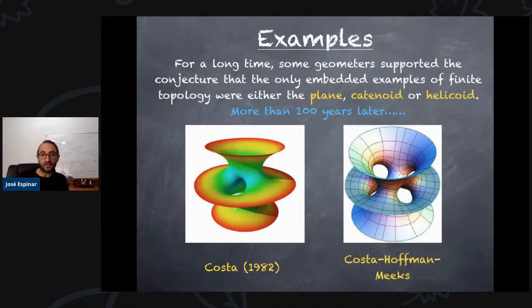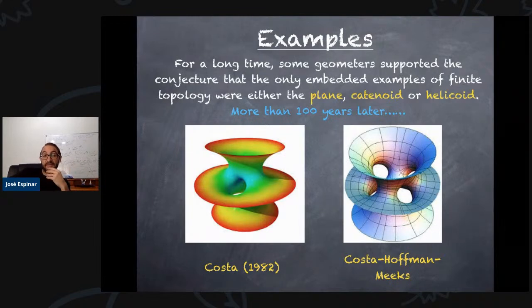Actually, at the beginning, Costa didn't prove that it's embedded, but that came later with the work of Hoffman and Meeks. It was the next example, after the plane, the catenoid, and the helicoid, of an embedded, complete minimal surface in R3 with finite topology. Finite topology means that it has finite genus, a finite number of holes, and a finite number of ends.